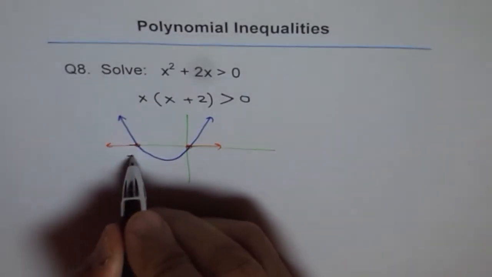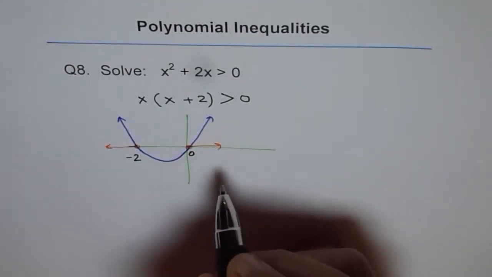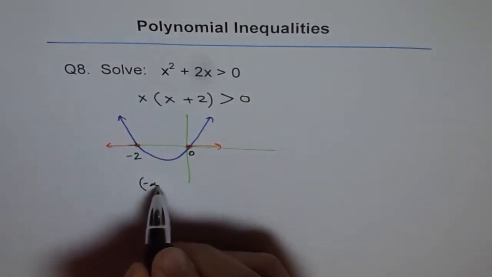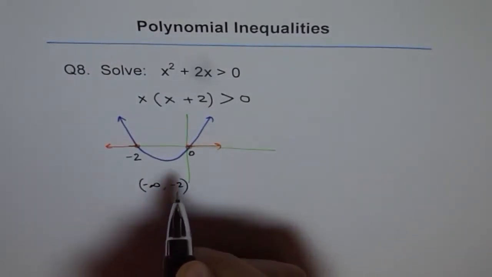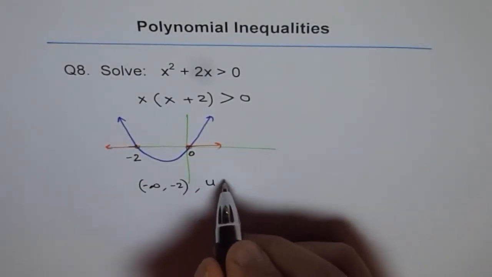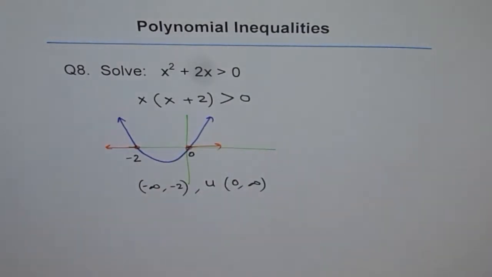So we get our solution. Here this zero is at minus 2, this zero is at 0, and we say that between minus infinity and minus 2 it is greater than 0, and union between 0 and infinity it is greater than 0. So that is how we can do it with the help of a graph. Correct? You can also make a table of values and test points to solve this question.